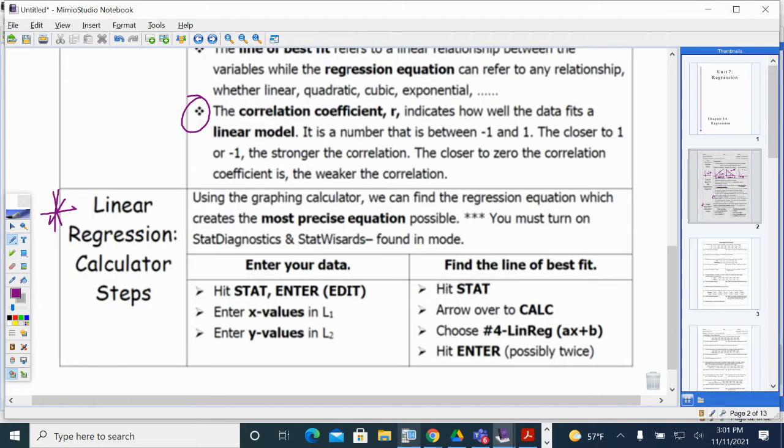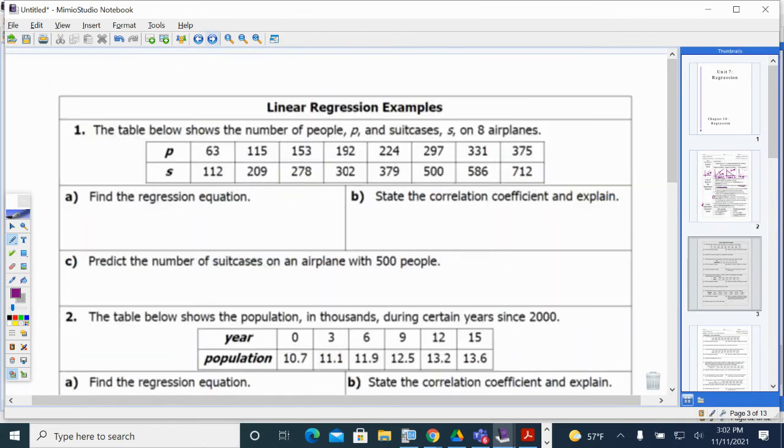To enter your data, you're going to hit stat and then enter, which is edit. You're going to enter all of your x's into L1. Your y's are going to go into L2. To find the line of best fit, we're going to hit stat, arrow over to calc. We're going to choose number 4, which is linear regression, and then we're going to hit enter. We may have to enter twice. So let's look at the next page in the notes here. It's example number 1 for linear regression.